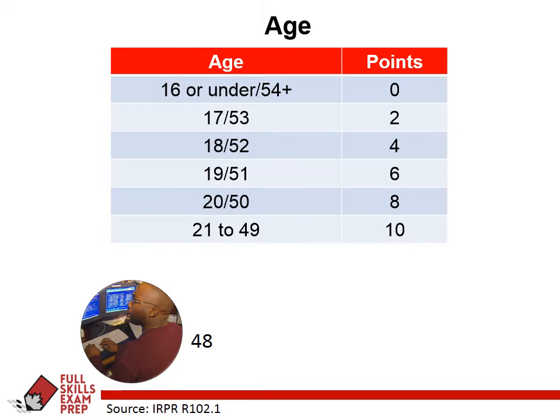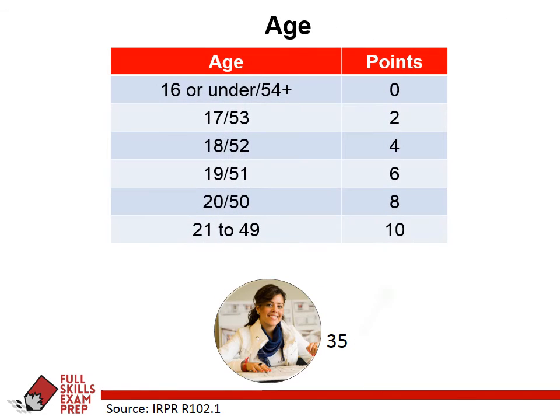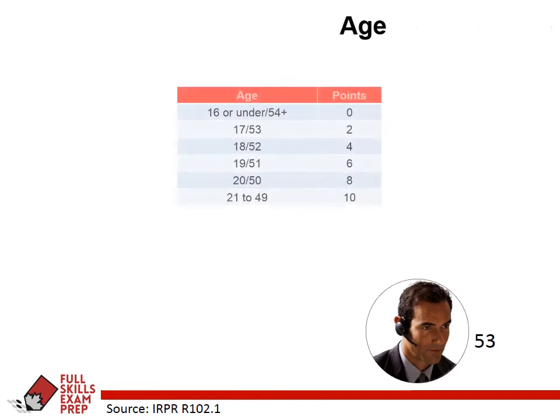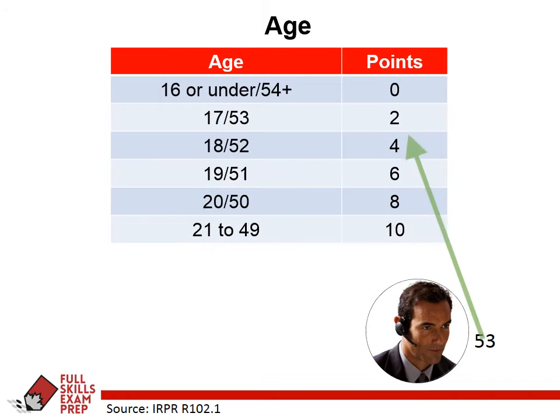When we look at Donald, we can see that he is 48 years old. So this would put him at 10 points. He would get the maximum. All right, when we take a look at Penny, you can see that she's got the same thing. So the same amount of points, even though quite a difference in age, but the same amount of points. And finally, with Roger, he is 53 years old, so he only gets 2 points for age.